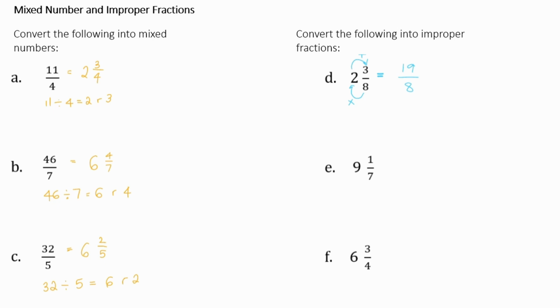Part E, we have 9 and 1/7. So we are going to multiply 7 times 9, which is 63, plus 1 makes 64, and we'll put our denominator as 7. So we have 64 over 7. Part F, we have 6 and 3 over 4. So we are going to multiply 6 times 4, which gives us 24, and we're going to add the 3, which gives us 27, and our denominator will be 4.